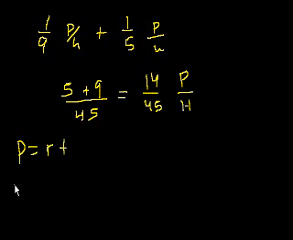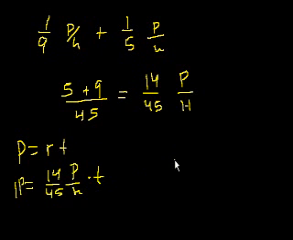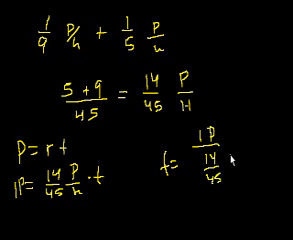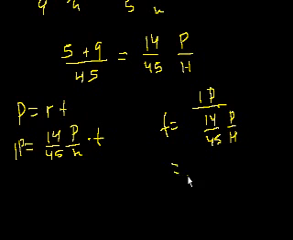So now your production is you want to fill one pool, and you can fill it at 14 over 45 pools per hour. What is the time? Well, the time is going to be equal to 1 pool divided by 14 over 45 pools per hour, which is equal to 45 over 14, right? 1 over a fraction is just the inverse of that fraction, which is 45 over 14 hours.